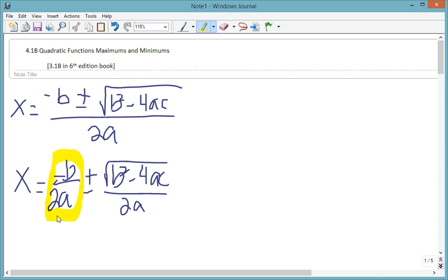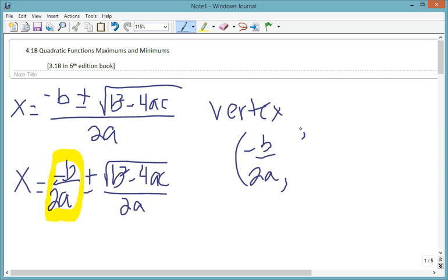Now, how do we find the y part? Well, we figure out the x part and then we just plug it into the equation. So the way the vertex works is the x value is negative b over 2a. The y value is f of negative b over 2a. So we just plug it in. All right, so let's try some out.